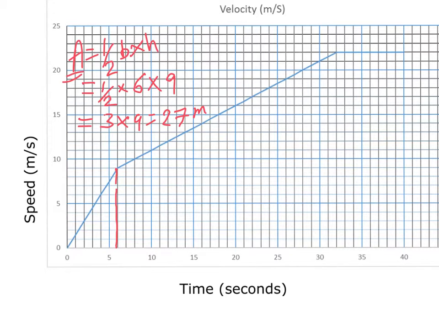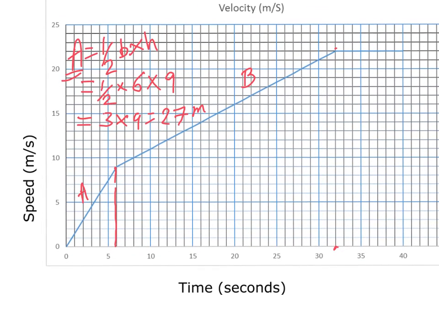And again, you can also work out the distance traveled by the go-kart in section B. So that goes from here up to there. So that works out to 26 seconds from here to there.